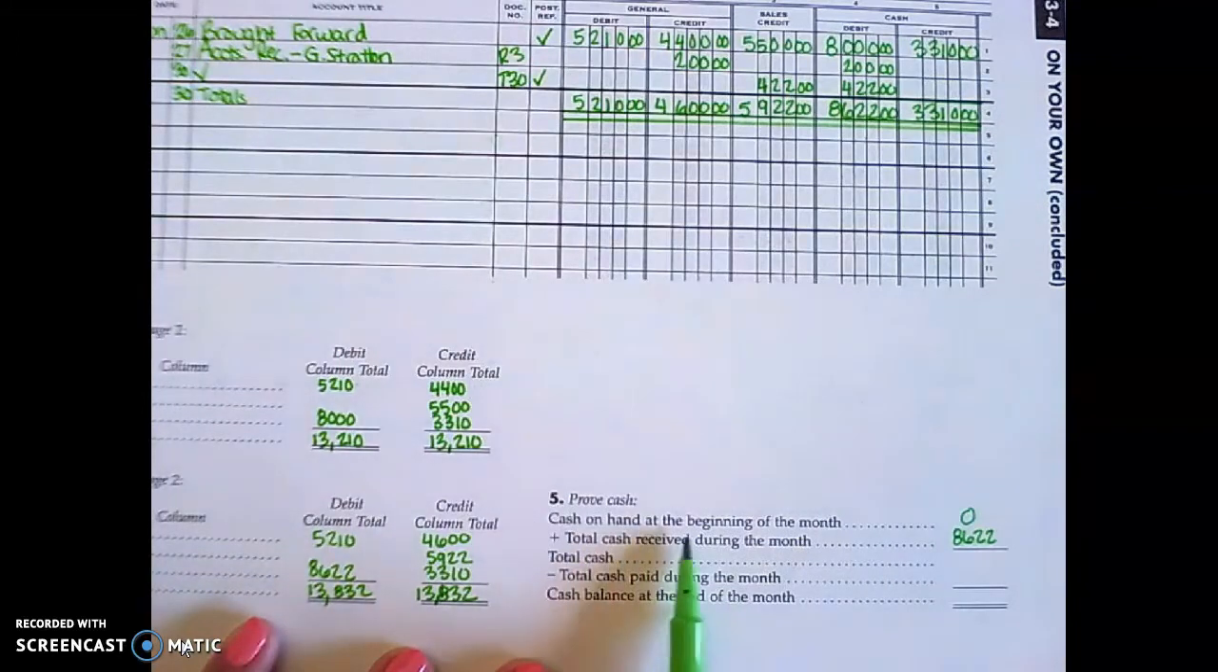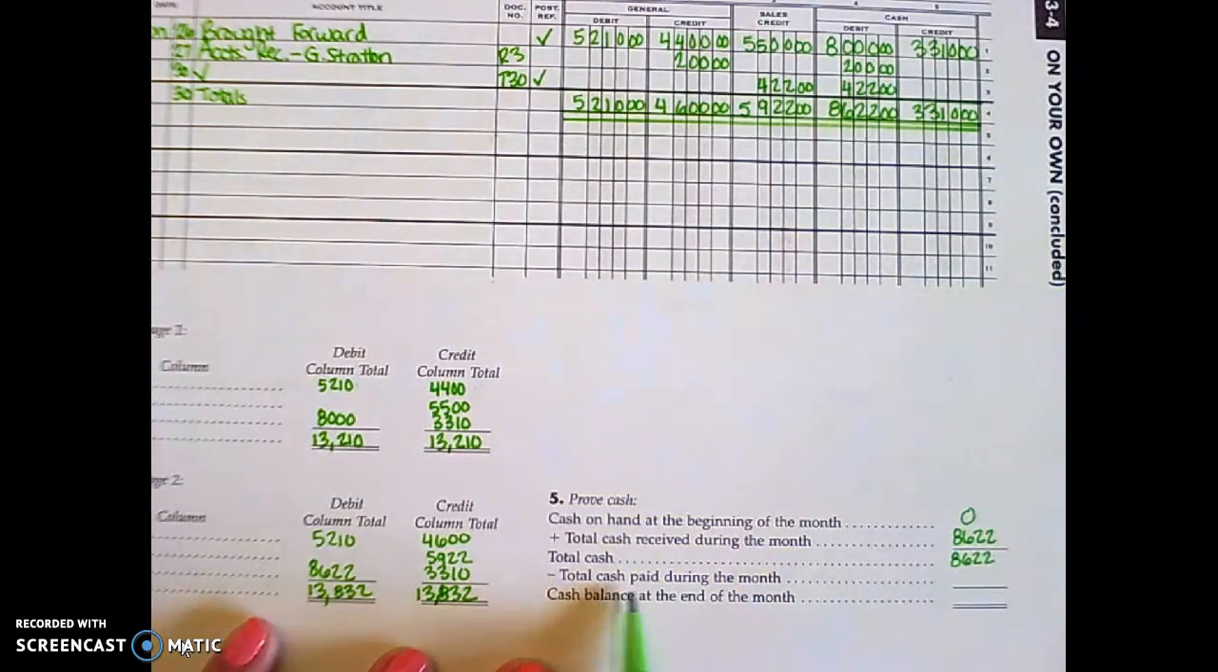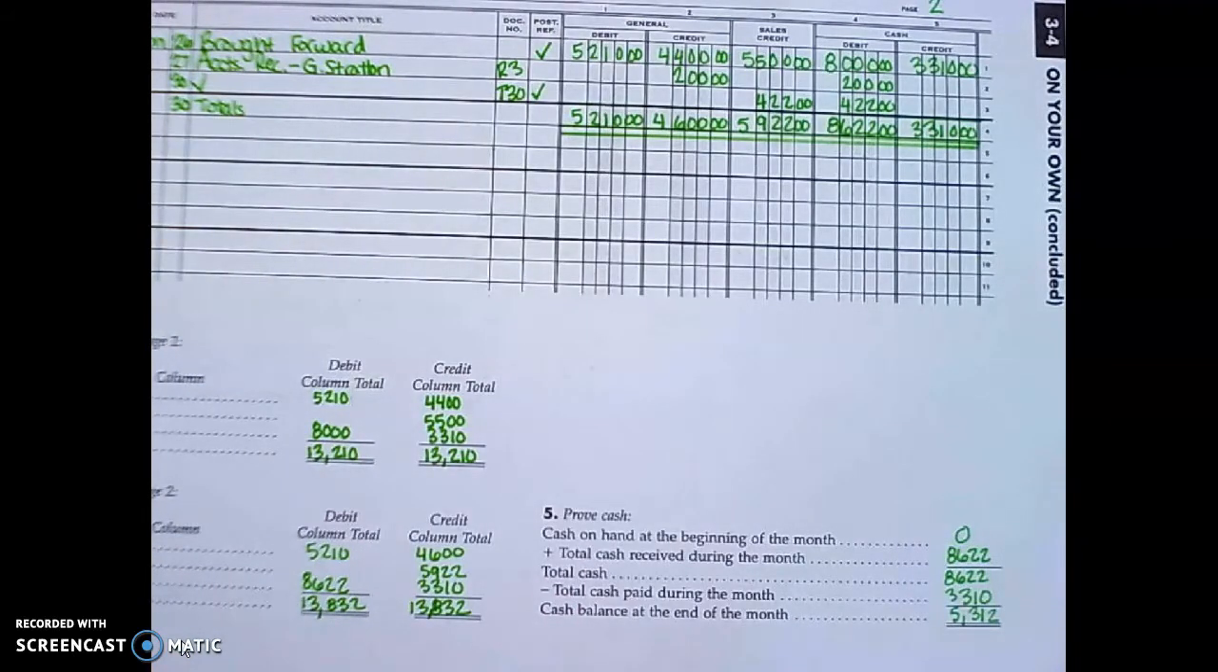So if we take our cash on hand at the beginning of the month plus total cash received during the month, $8,622, minus total cash paid during the month, which is our cash credit of $3,310, we will end with $5,312, which equals the balance on our next unused check stub.